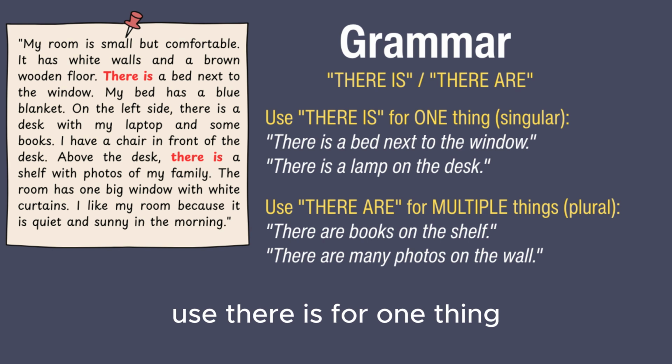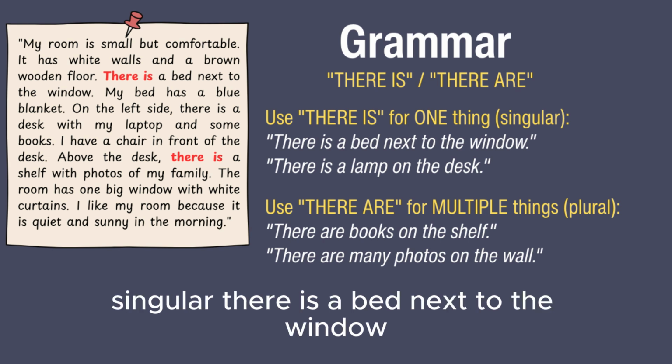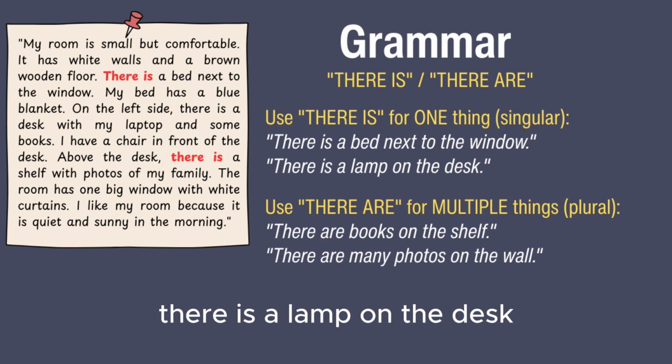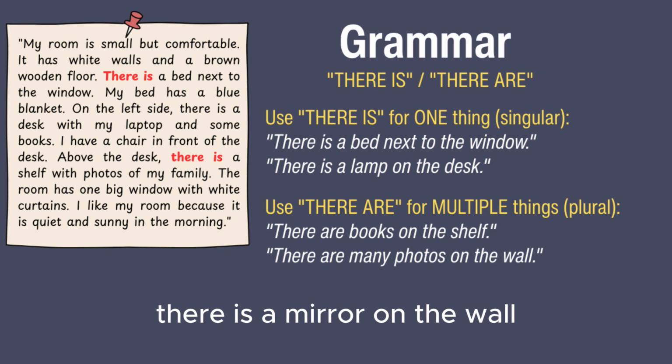Use there is for one thing, singular. There is a bed next to the window. There is a lamp on the desk. There is a mirror on the wall.